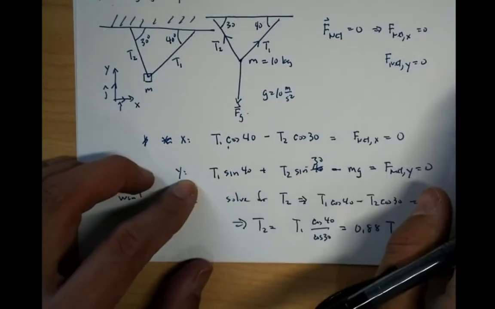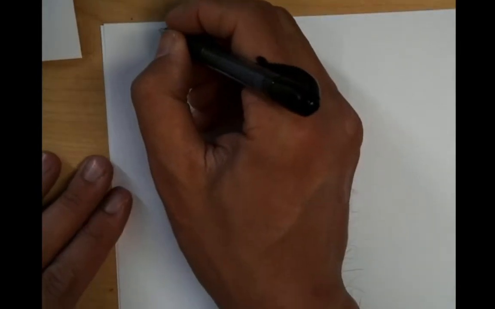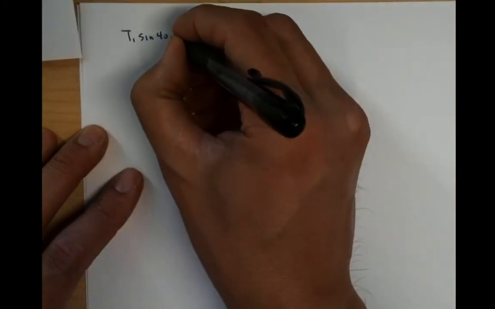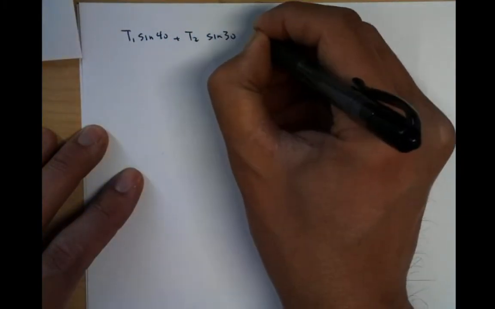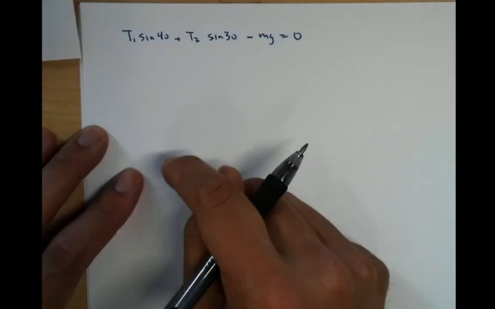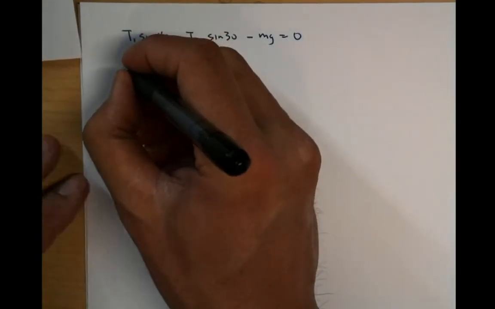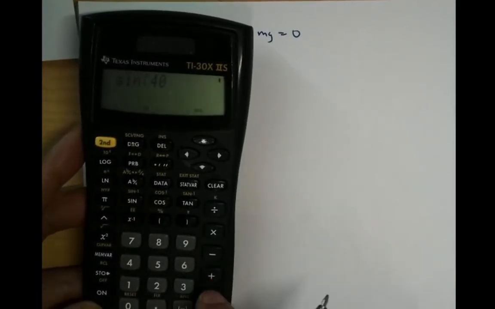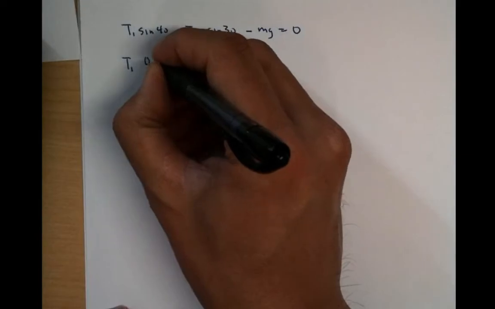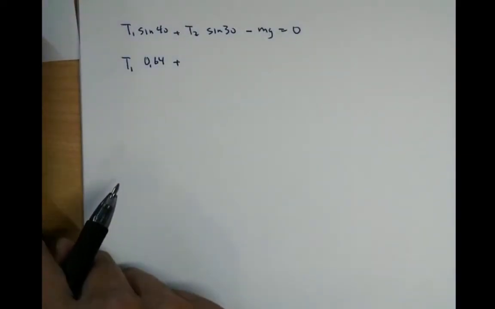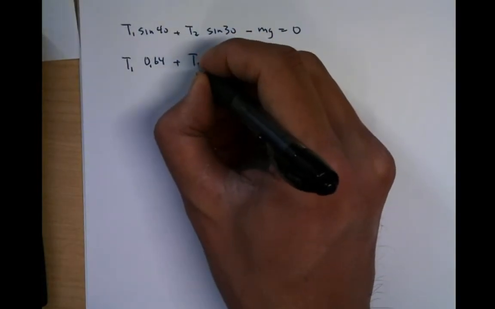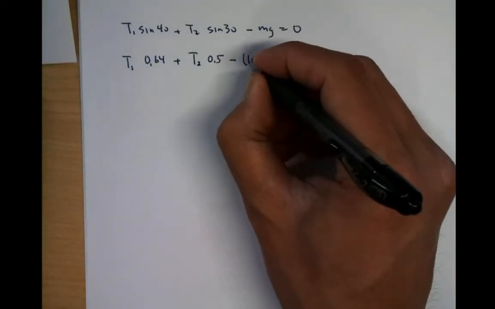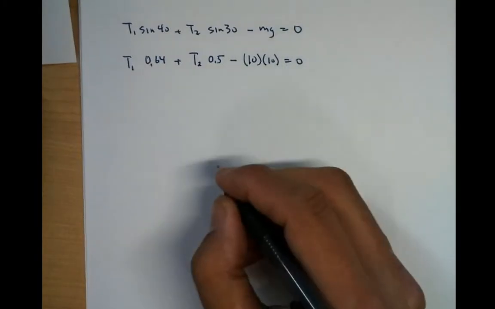Now I plug this into the second equation. So T1 sine of 40 plus T2 sine of 30 minus mg equals 0 again, because that's the net force. Let's plug in numbers now. Sine of 40 is 0.64. Plus T2 times sine of 30, which I know is 0.5, minus the mass of 10 kilograms times g of 10, equals 0.